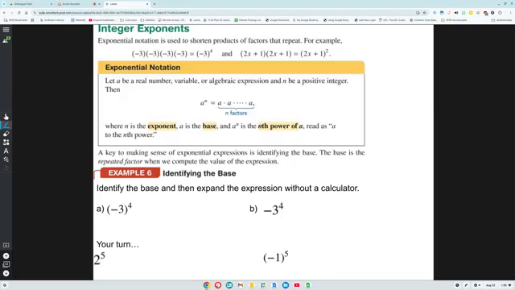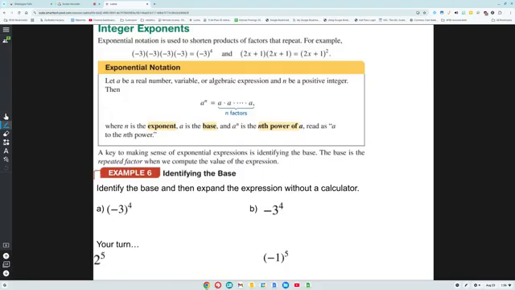Exponential notation is used to shorten products of factors that repeat. For example, if I had the number -3 times itself 4 times, I can rewrite that as -3 raised to the 4th power. Same thing with 2x plus 1. If I had 2x plus 1 times 2x plus 1, I could rewrite that as the quantity 2x plus 1 squared. So in general, exponential notation says let a be a real number, variable, or algebraic expression, and n be a positive integer, where n is the exponent, a is the base, and a to the n is the nth power of a, read as a to the nth power, or the nth power of a.